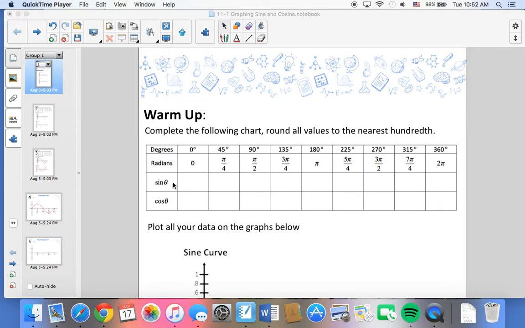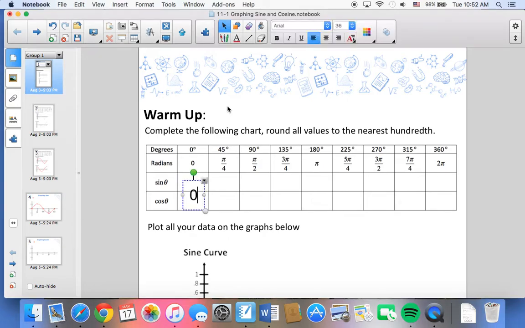So I'll do the first couple with you. When I type in sine of 0, I get 0. So let's fill that in our chart. Okay. When I type in sine of 45, I get 0.71. Again, make sure you're in degree mode if you're not getting this number. When I type in sine of 90, I get 1. So I'll fill that in. What I'd like you to do right now is finish the rest of these. Pause the video, finish the rest, and then come back.